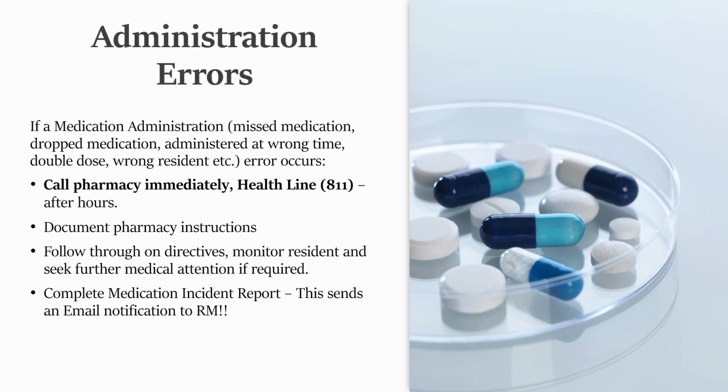Administration errors. Examples of medication administration errors include missed medication, dropped medication, administering at the wrong time, a double dose, administering to the wrong resident. If a medication administration error occurs, call the pharmacy immediately. Healthline 811 after hours. Document the pharmacy instructions. Follow through on directives. Monitor the resident and seek further medical attention if required. Complete a medication incident report. An email notification will be sent immediately to the RM.